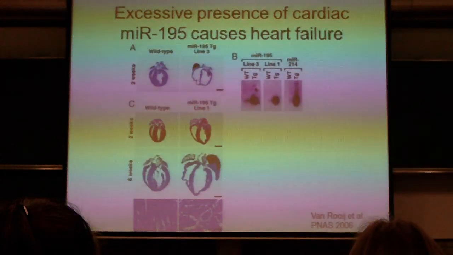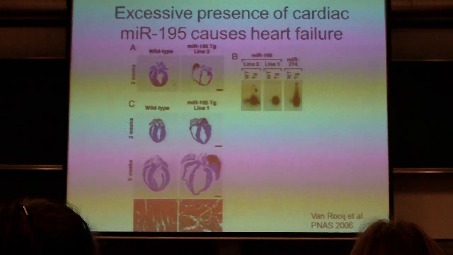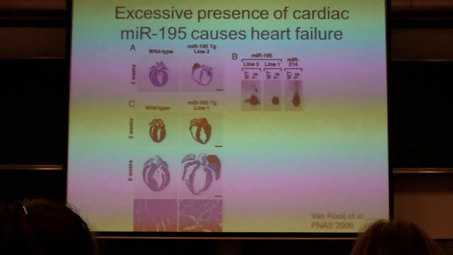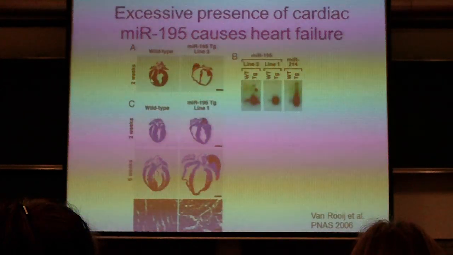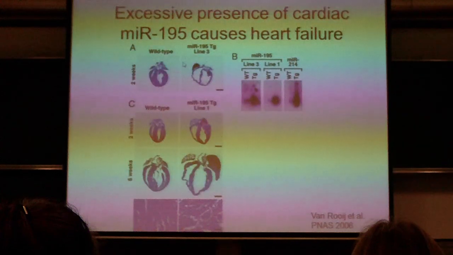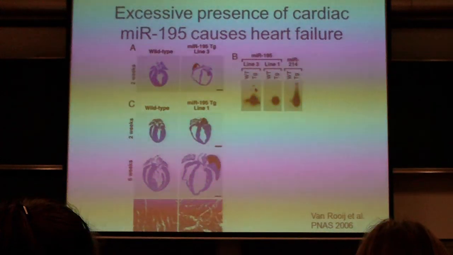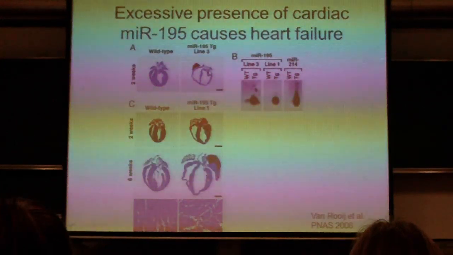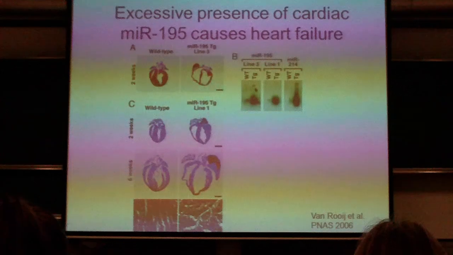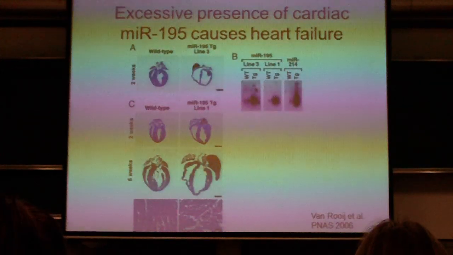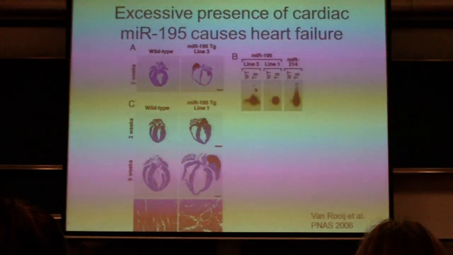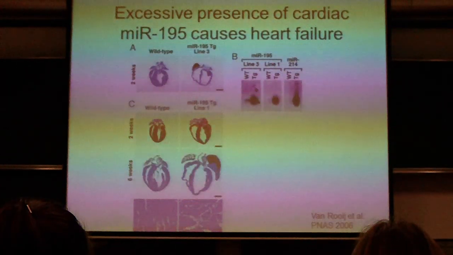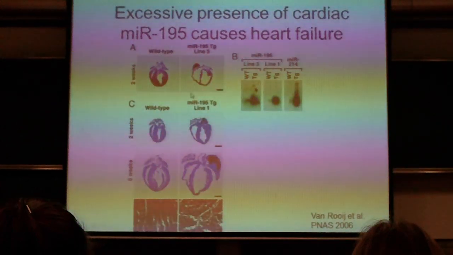You can actually see this is a 2-week-old mouse. This is a normal heart, which has a normal wall. So this is the left ventricle here, septum, and the right ventricle here. Atria on top. You can see that this transgenic mouse has a huge atria and has not much of a cardiac wall. So you can see that this single microRNA has quite a dramatic effect only in cardiomyocytes. This is a cardiomyocyte-specific transgenic animal. You can imagine that this line died really quickly.